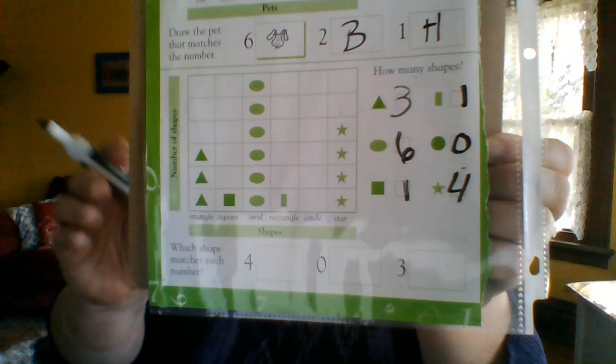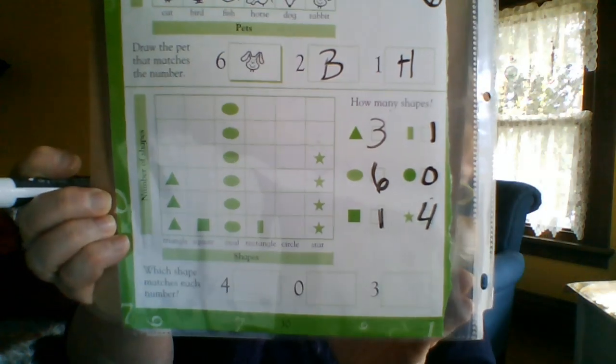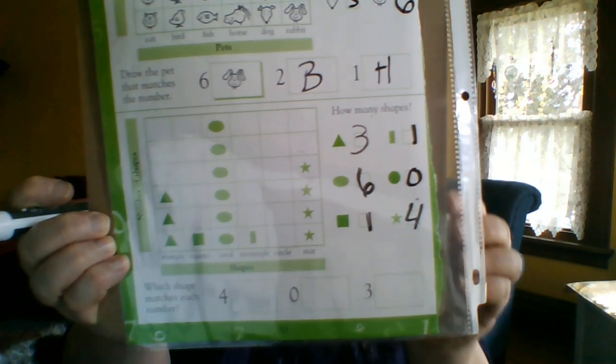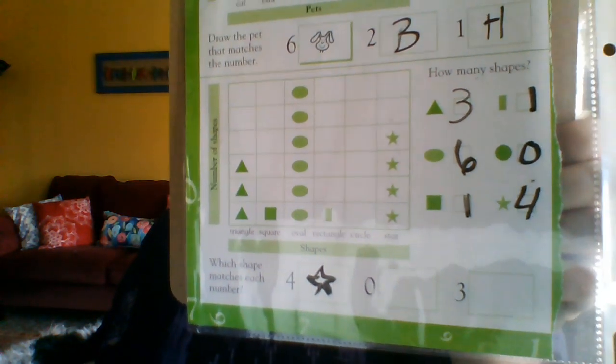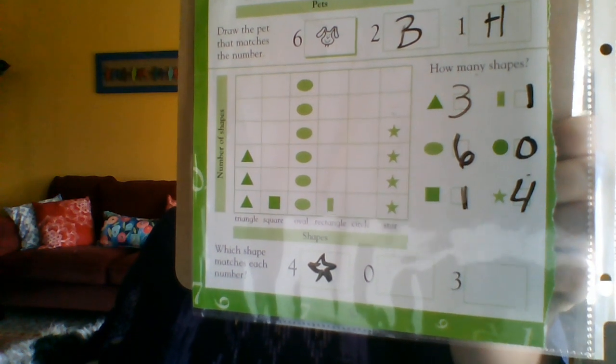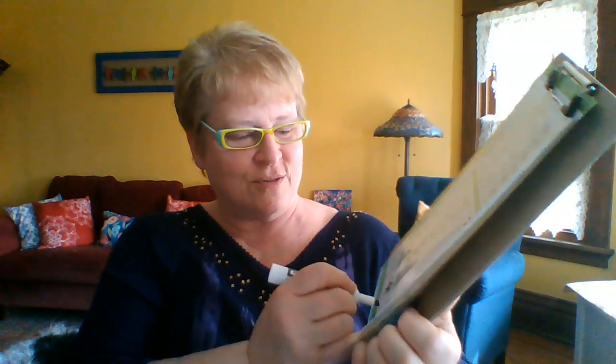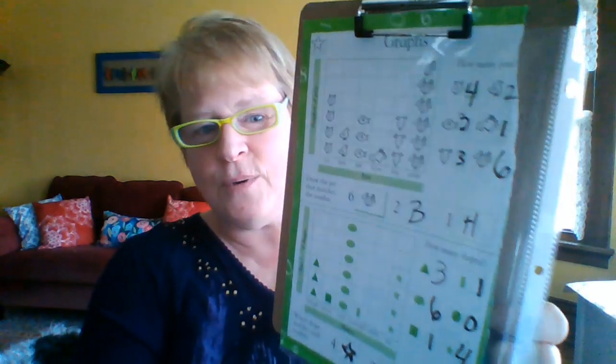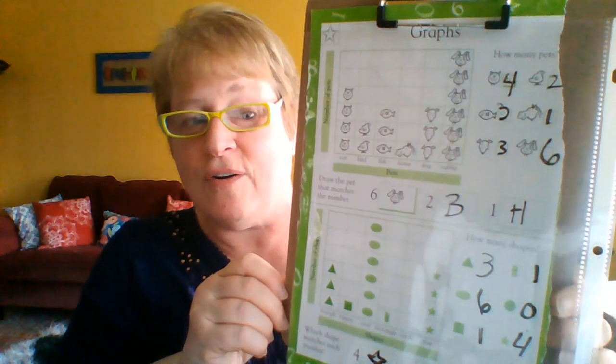Okay, so now at the bottom it asks us which shape matches the number that we see. What did we have 4 of? Good, we had 4 stars. So I'm just going to do a little star like that. All right, what do we have nothing of? 0. Good, we had 0 circles. And what did we have 3 of? Very good, 3 triangles. So this is what we call a basic picture graph.